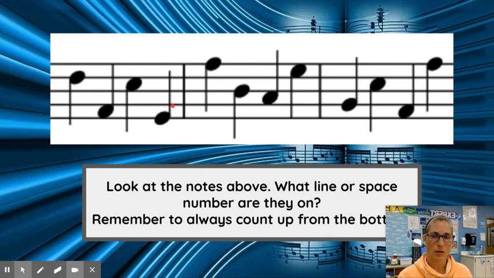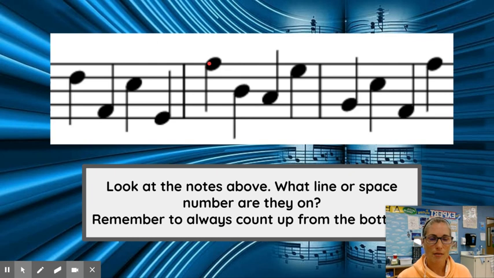Let's look at the next note. Is it a line or a space? This note is on a line. And if we count up from the bottom, this is on the first line. So let's see if you can do these other ones by yourself. I'll help you along. Line or space, count up from the bottom.